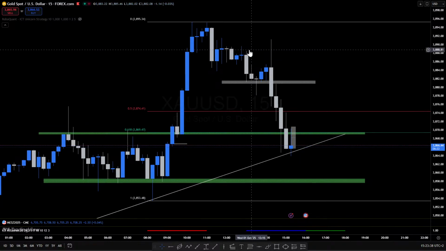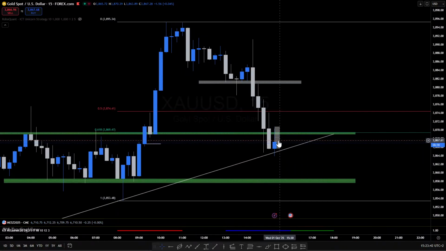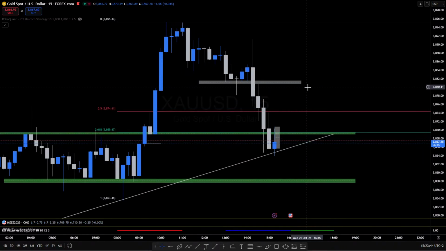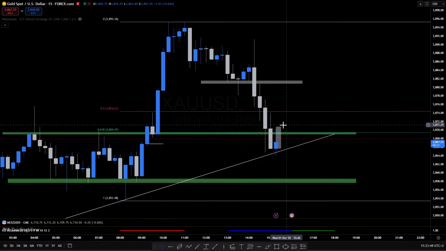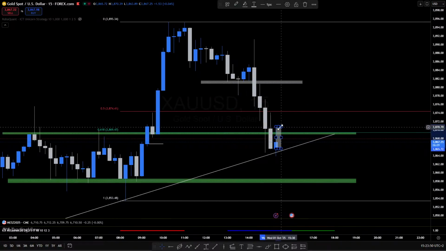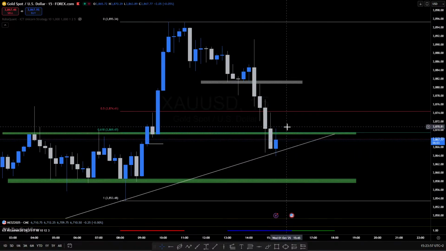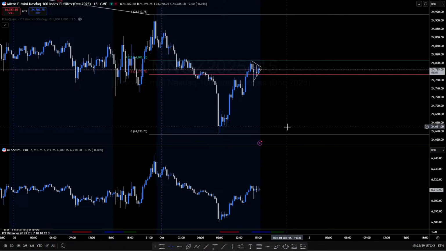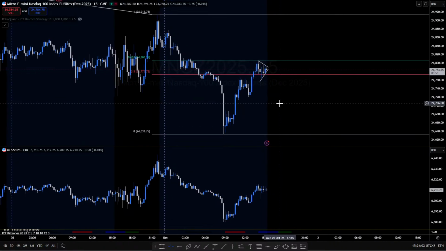Okay, let's wait and see what this candle wants to do. As I said, I need it to cross out from this range. ES is still in the range.